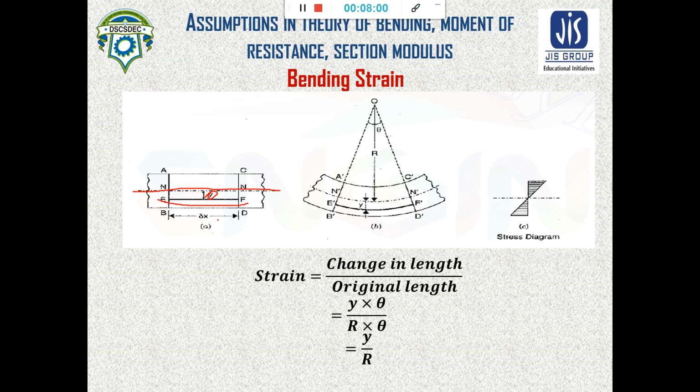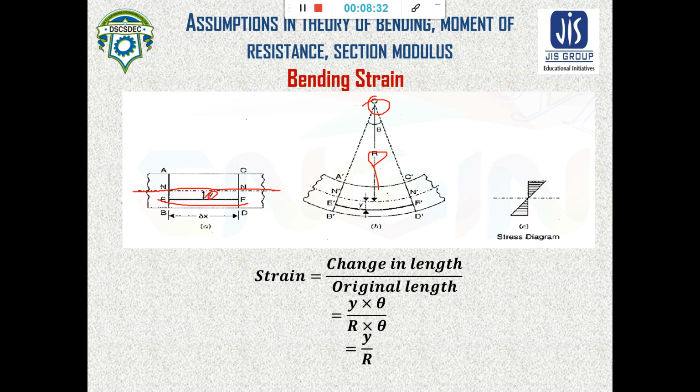Now if we bend this material, the material will be bent at the center of curvature, taking the radius R. This R is measured up to the neutral axis, which we use due to our simple theory of bending.